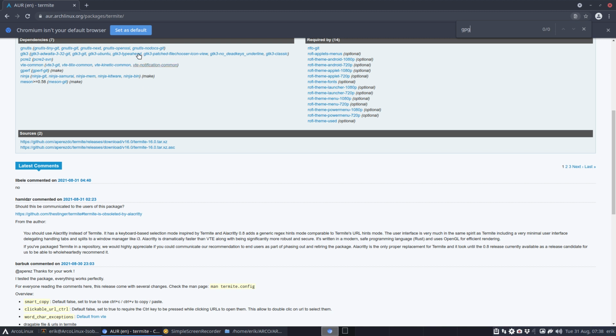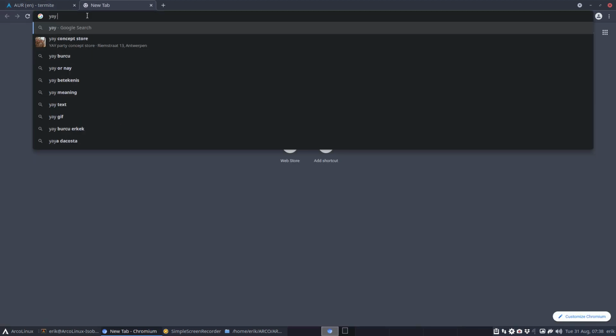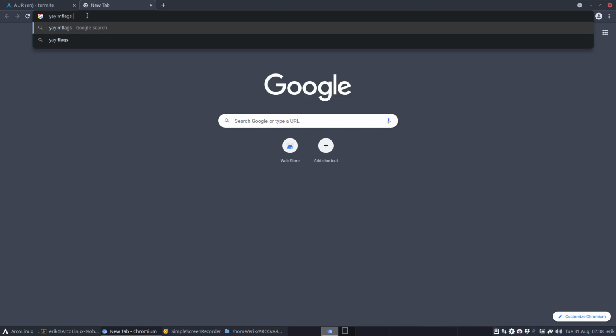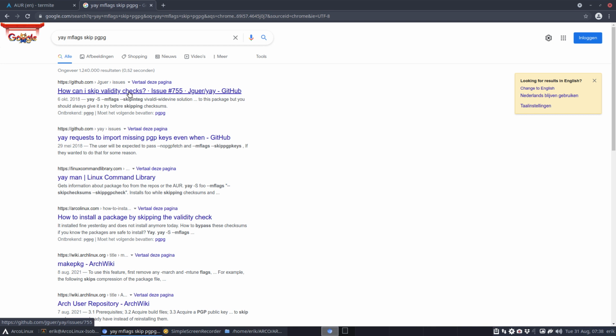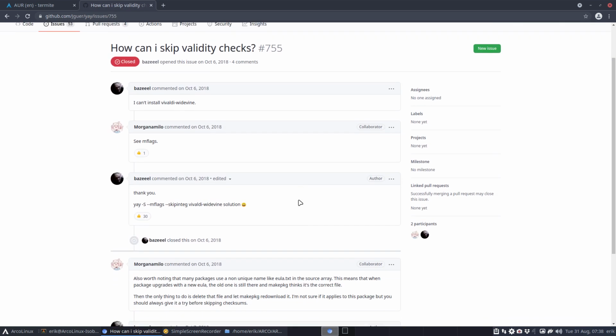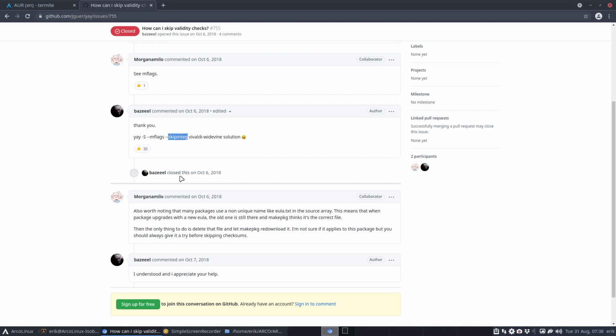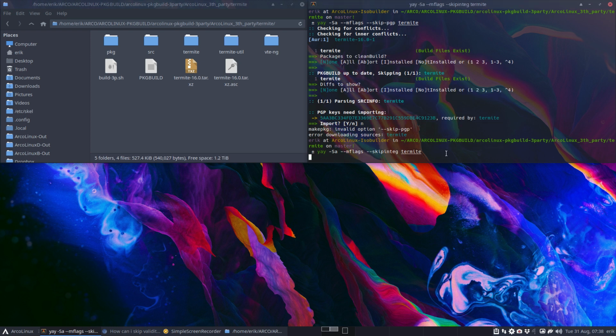Shall we Google? Let's Google. So, yay, M flags, skip PGP. How can I skip validity checks? M flags, skip integ. Yes, so why not skip PGP? Skip integ is maybe enough. Did we try that already? Skip integ is what we tried already.